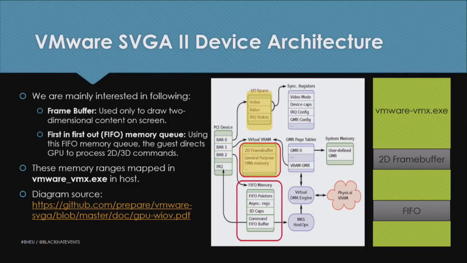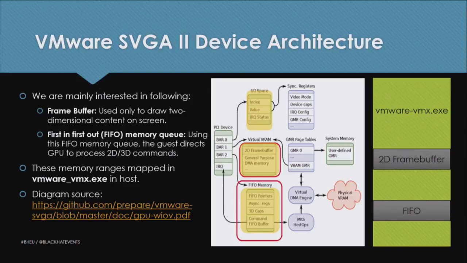The next one is the 2D frame buffer. The 2D frame buffer is quite simple. The pixels to be rendered have to be written in this 2D frame buffer, and they will be rendered accordingly. And the last one is the FIFO memory queue. This is quite interesting and complex, because to interact with this FIFO memory queue, the guest OS has to write FIFO commands to this queue and wait for the GPU to process the command. Once the command is processed, the GPU will execute the command asynchronously and get the result back.